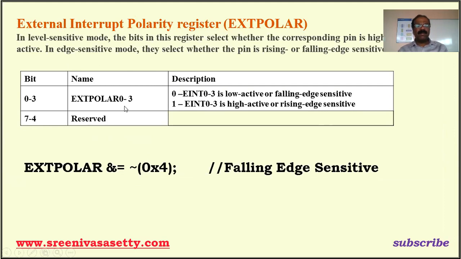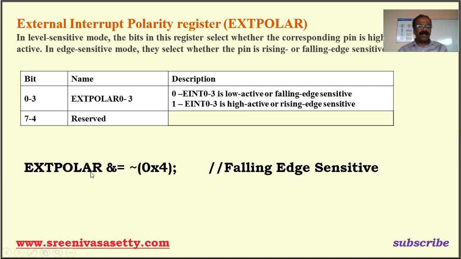Therefore, we have to make bit number 2 equal to 0, because we are talking about external interrupt 2. That's why you have to make bit number 2 equal to low without affecting other bits. That is very, very important. Without changing the other bits, whatever information we have from bit number 0 to bit number 7, we have to retain all the bits as they are, but make bit number 2 equal to low. So to achieve this, we have to execute this particular statement.